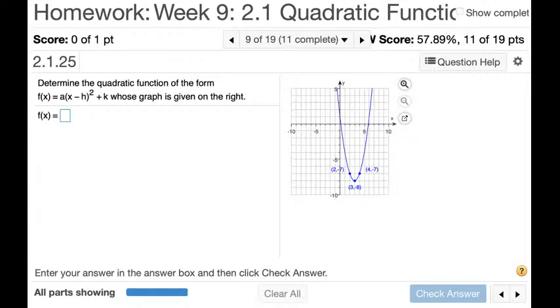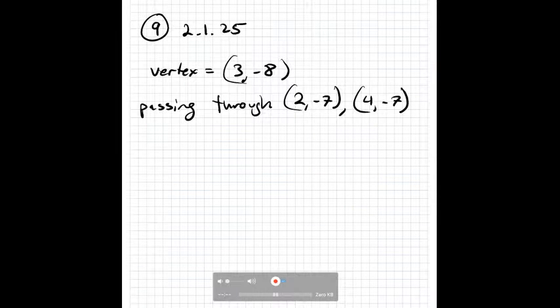This comes from section 2.1, question 25. We're given that the vertex is going to be 3, -8. And then we're going to say passing through 2, -7, and 4, -7. Okay, let's show our notes. So we got to go like this and show it there.